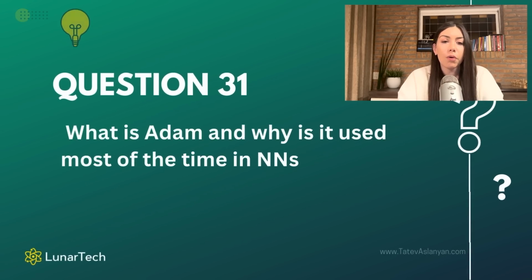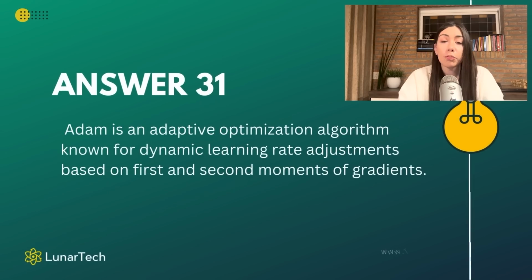The next question is, what is AdamW and why is it used most of the time in neural networks? AdamW is an adaptive optimization algorithm that is known for its dynamic learning adjustments based on the first and the second moments of the gradients. Like RMSProp, it is another adaptive optimization algorithm which adapts the learning rate accordingly in order to reduce the amount of oscillations and to improve the optimization algorithm's quality.